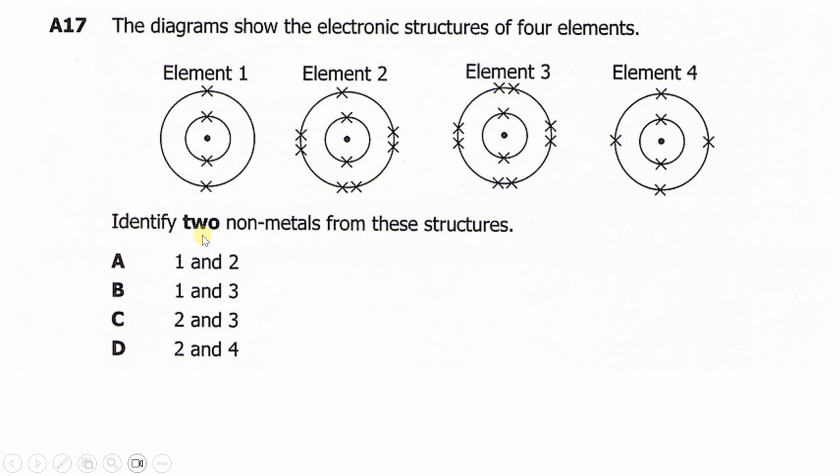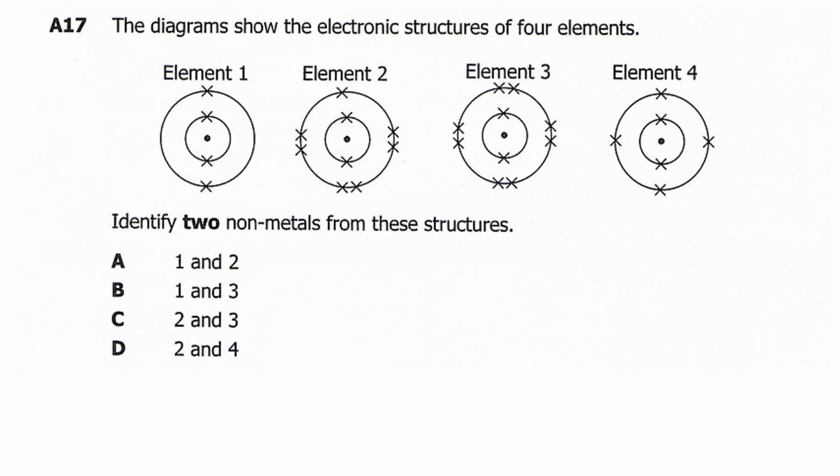Then here they say identify 2 nanometals from these structures. Okay, so for us to be able to identify the 2 nanometals, we need to know that usually metals have 3 and fewer electrons in their outermost shell.